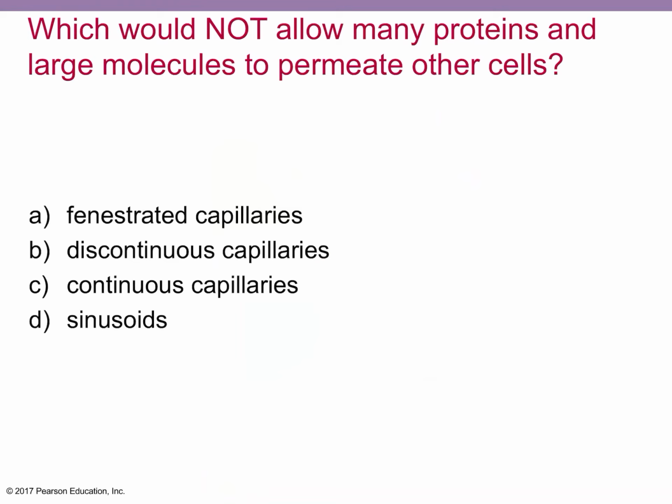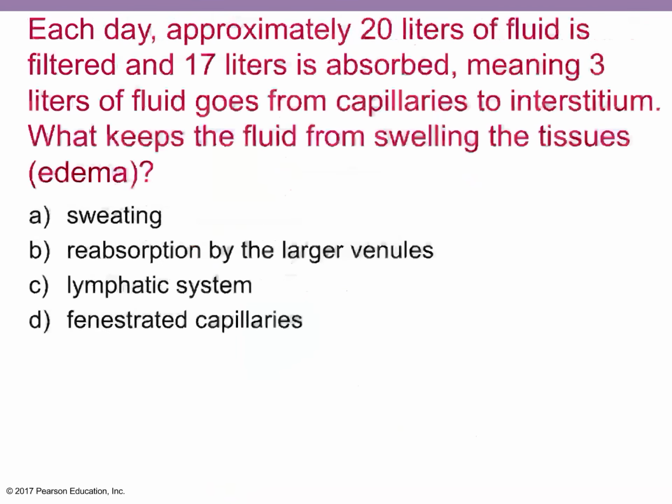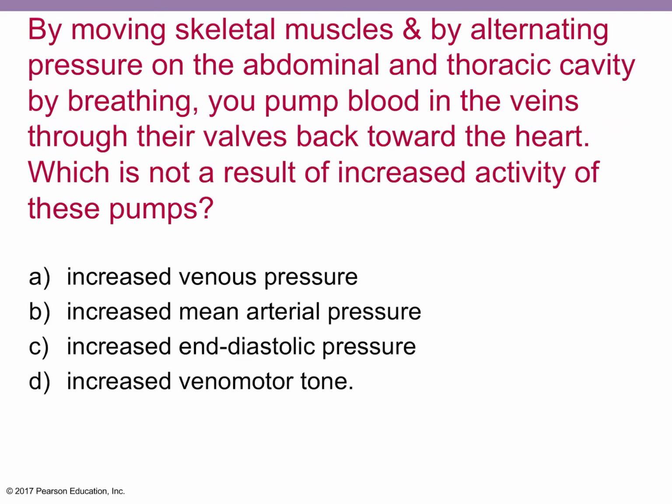Okay, let's review. Which would not allow many proteins and large molecules to permeate other cells? Out of your choices, the capillary that does not allow proteins through is continuous. The largest pressure drop occurs across which vessels? This one is arterioles. Each day, approximately 20 liters of fluid is filtered and 17 liters is absorbed, meaning 3 liters of fluid goes from capillaries to the interstitium. This is extracellular fluid. What keeps the fluid from swelling the tissues? And this is the lymphatic system.